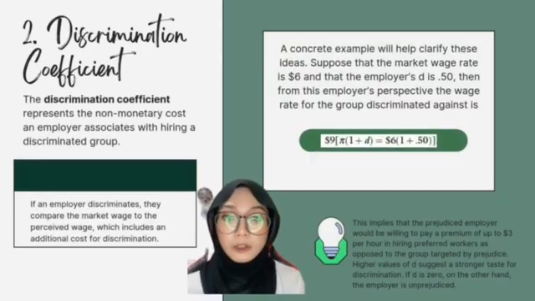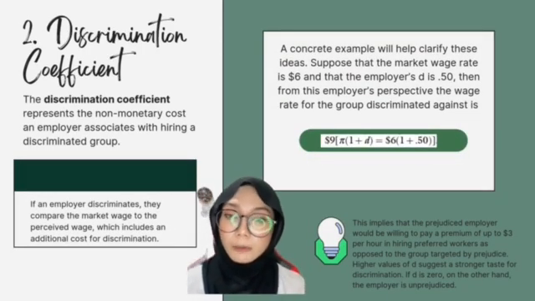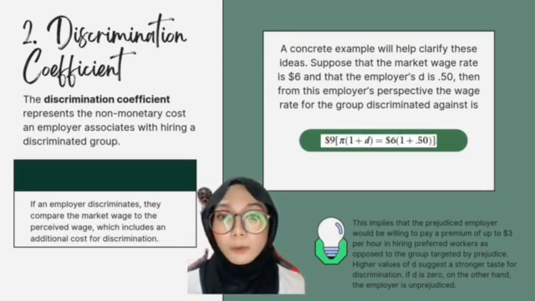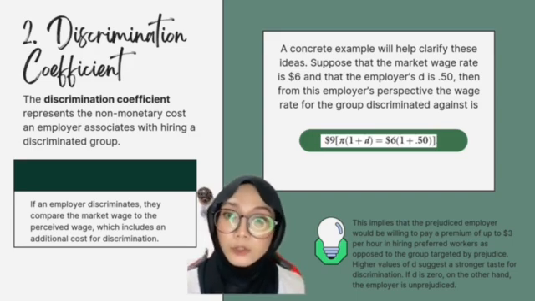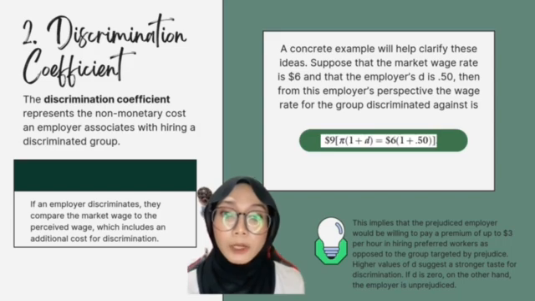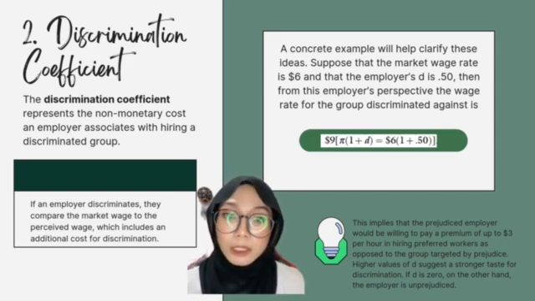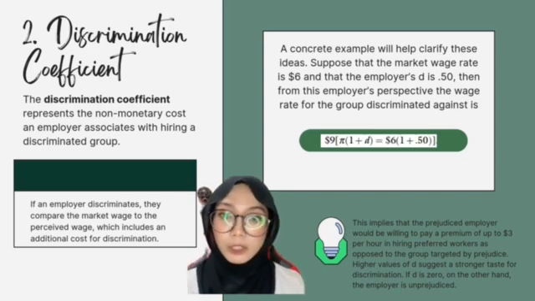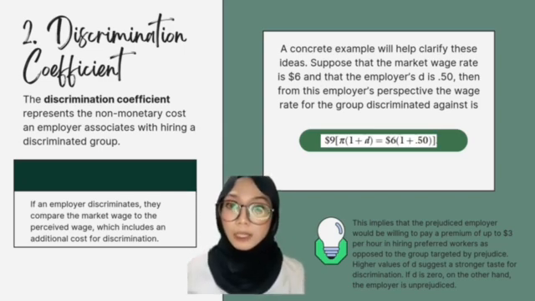Number two, discrimination coefficients. The discrimination coefficient represents the non-monetary cost an employer associates with hiring a discriminated group. If an employer discriminates, they compare the market wage to the perceived wage, which includes an additional cost for discrimination. A concrete example will help clarify these ideas.